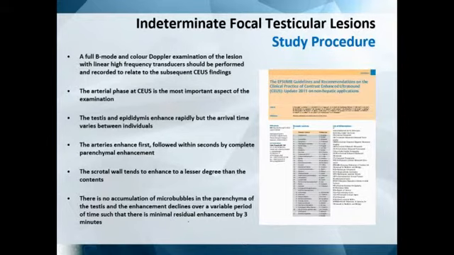I tell my residents and people who are new to this that the best imaging you get in the testes is when there is inflammation in the testes, and you should bear that in mind when you get a little bit disappointed when you're looking at a 2 or 3 millimeter lesion that doesn't enhance so well.